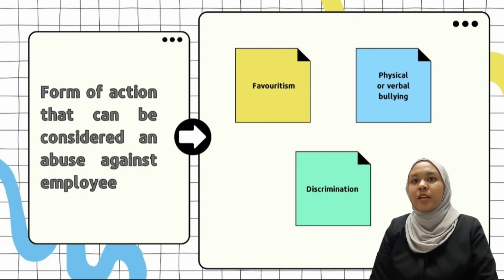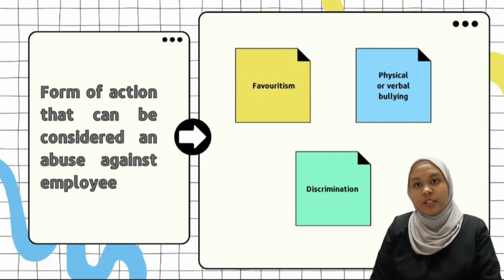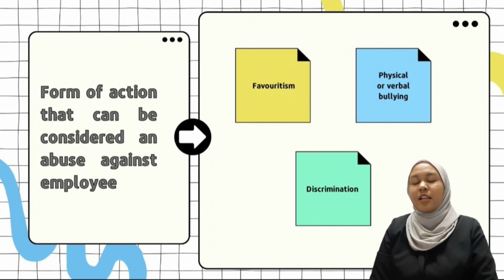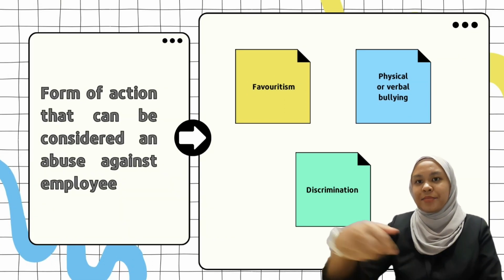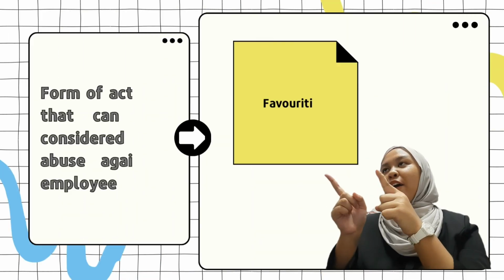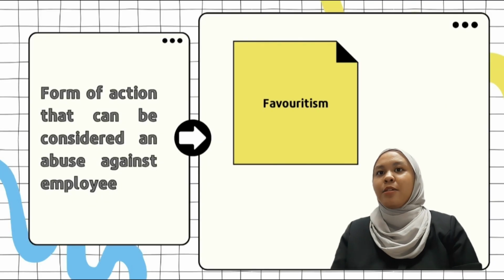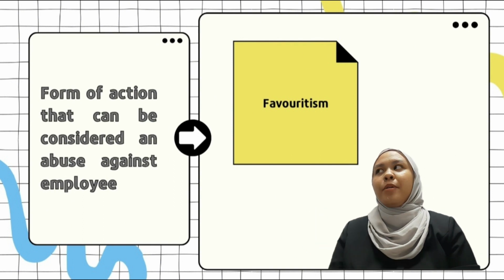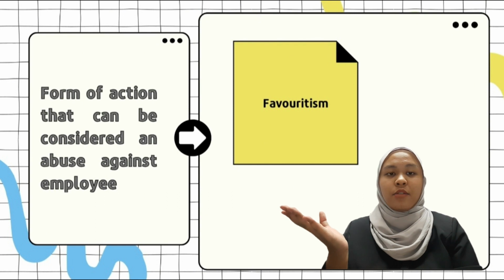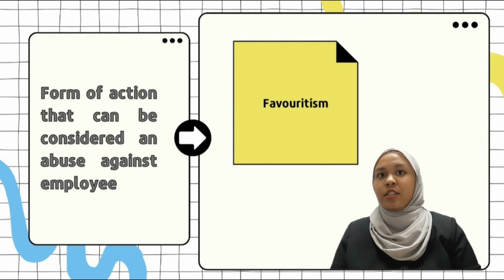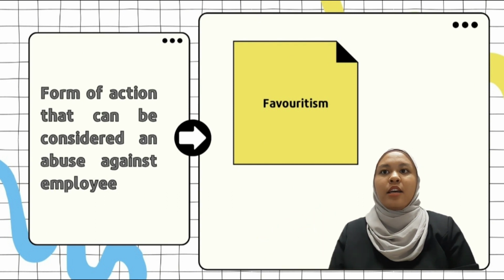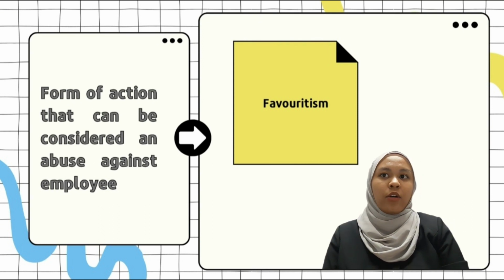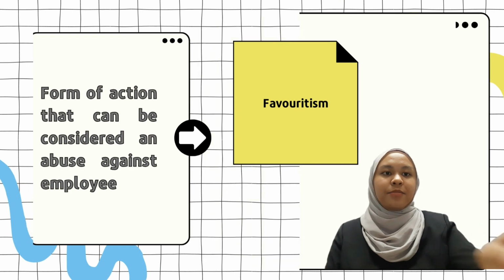Next, I will share with you forms of action that can be considered as an abuse against employees. The first one will be favoritism. The second point is physical or verbal bullying. The last one will be discrimination. So here we have favoritism. Favoritism in the workplace can create a toxic work environment. For example, your employer chooses others over you for important promotions, raises, or responsibilities. This could lead you to feel left out of social events where only the favorites get invited.